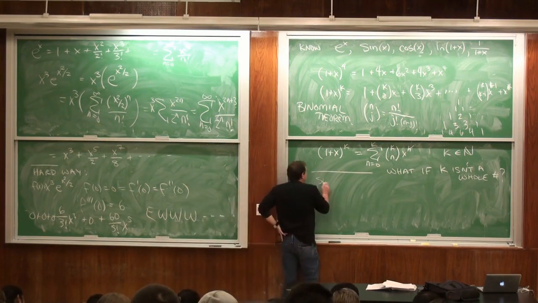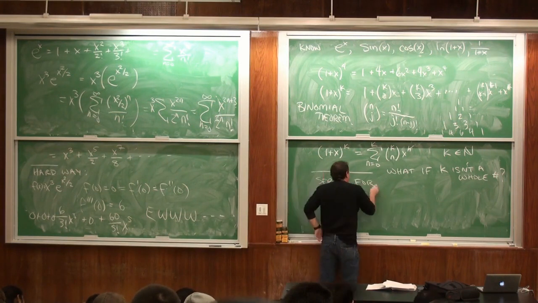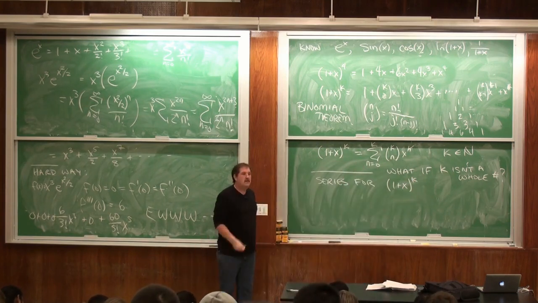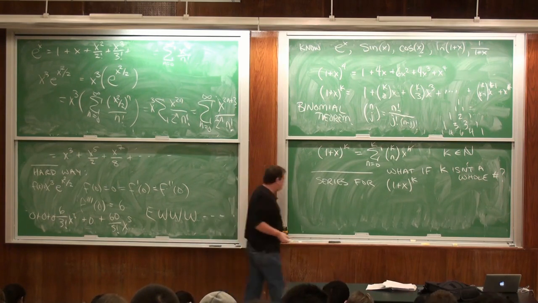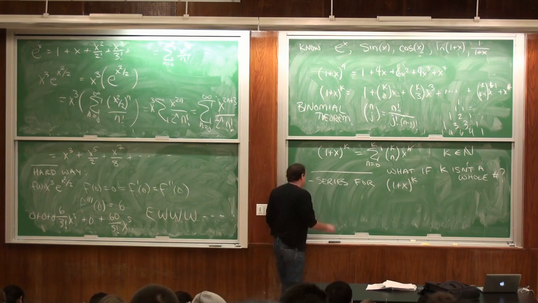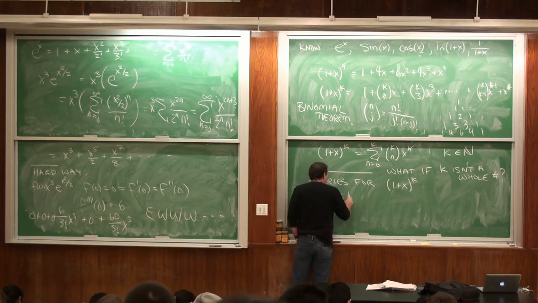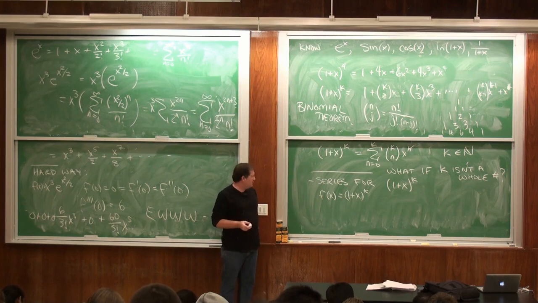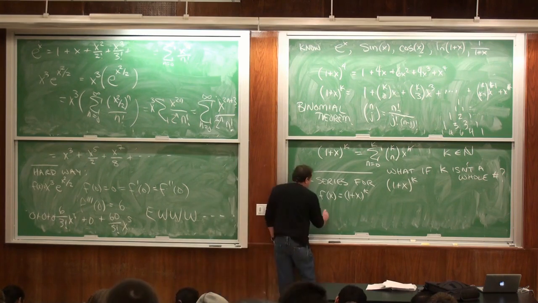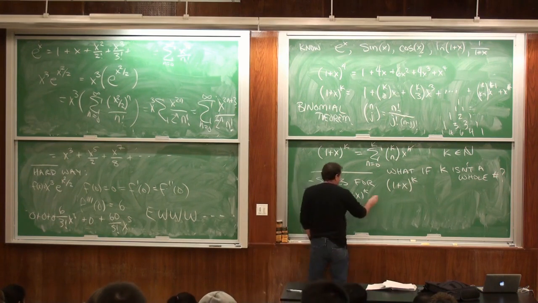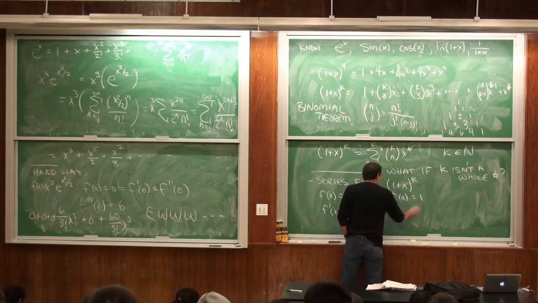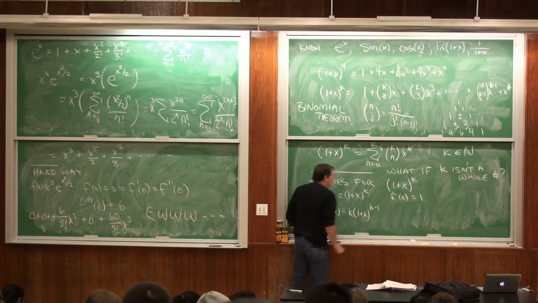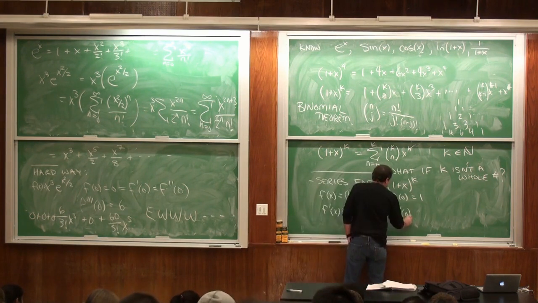So let's just make a series for (1 + x) to the k. Let's just do it and see if it works. So f of x is (1 + x) to some power, and as long as the power isn't 1, I'm okay. Then we can take its derivative. So f of 0 is 1. If we take the derivative, the k comes down, and f prime of 0 is k.